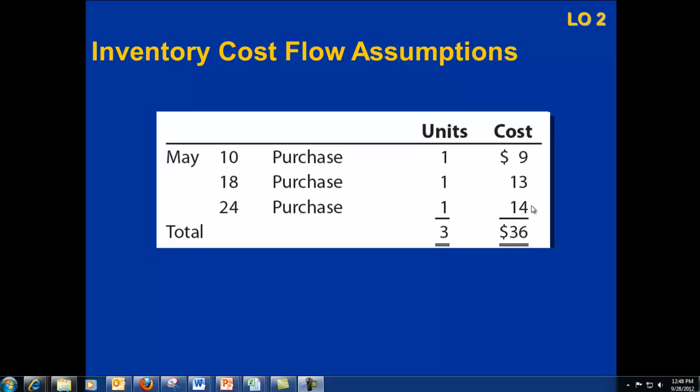Maybe prices increase, and if we've been buying the same units of inventory, we need to know which ones we've sold when we make a sale, right? So if we were to make a sale and let's say we sold one unit, which unit did we sell? Did we sell the unit that we purchased on May 10th that cost us $9? Did we sell the unit that we purchased on May 18th that cost us $13? Or did we sell the one we purchased on the 24th for $14? Which one? Okay, so let's talk about the different costing methods.